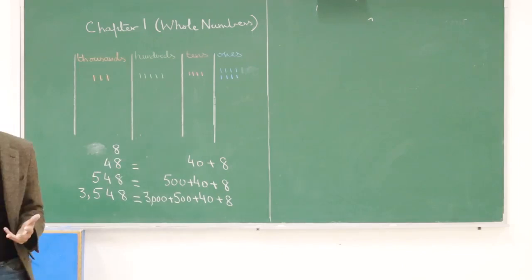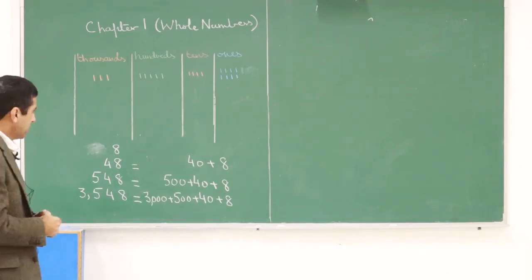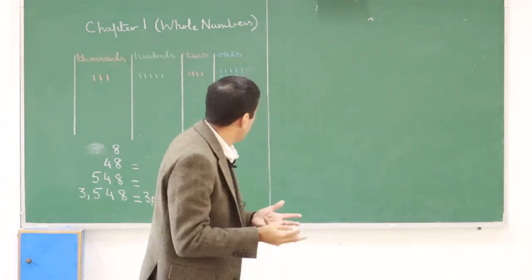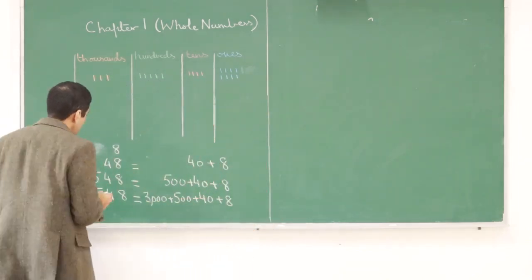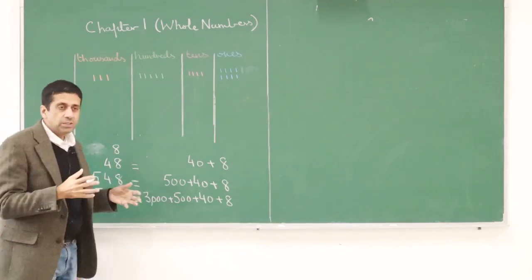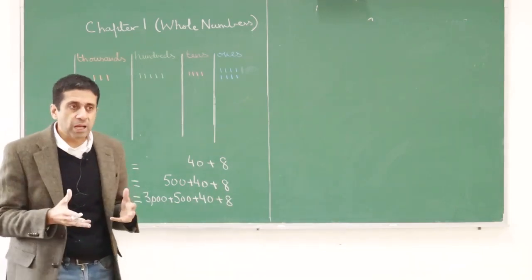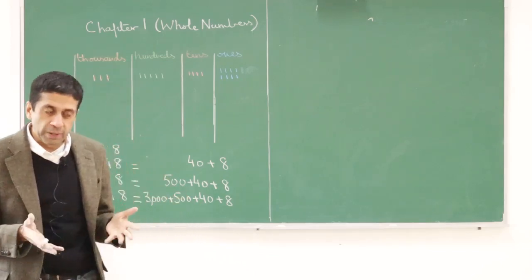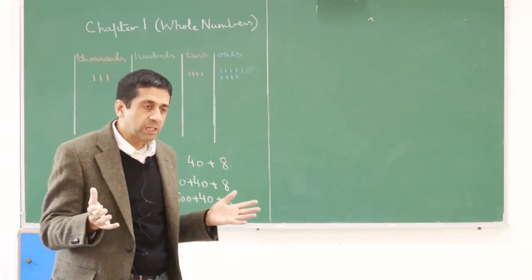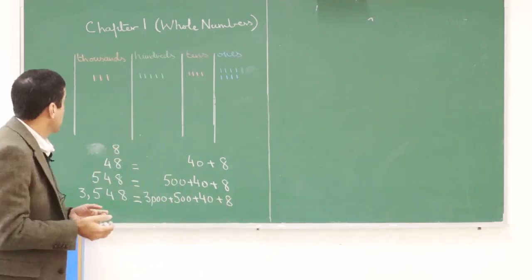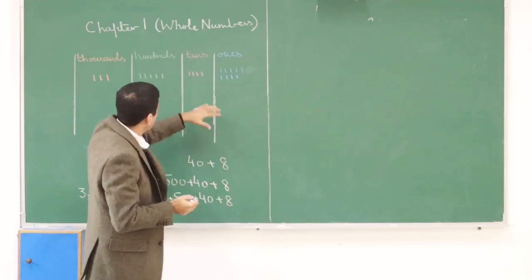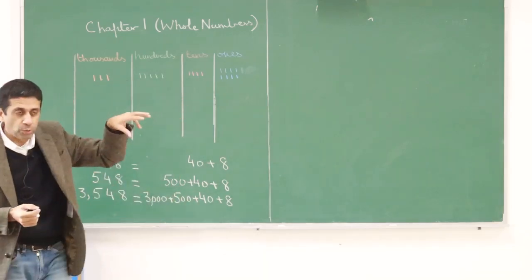So now this is 3,548. Okay. Now note, we can think of it in a slightly different way too. I want to think of the same number, but imagine you don't have tens notes, you don't have 10 rupee notes. So what would you do? You have a lot of thousands, hundreds, and ones, but you don't have any 10 rupee notes. So what can you do?